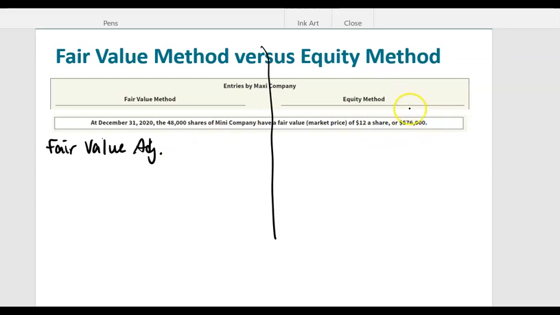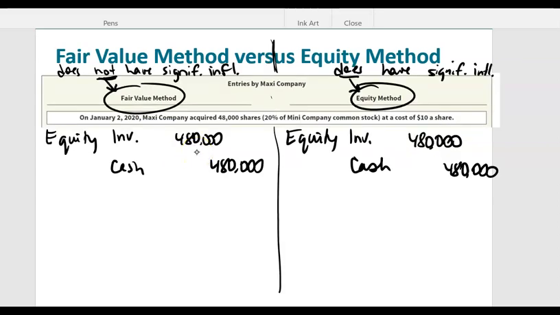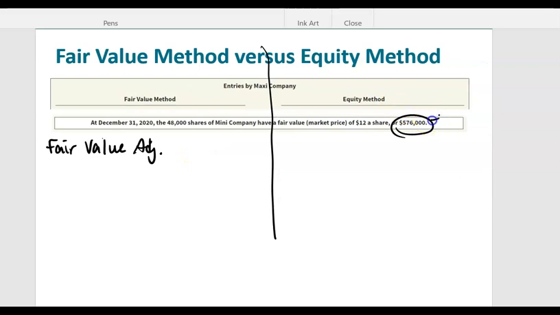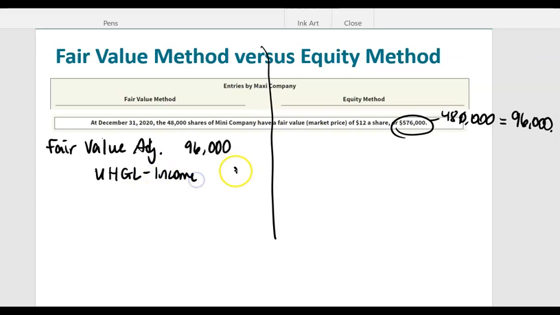Here we have that it's worth 576. What is the cost? It was 480. So let's take the difference. By how much does the fair value exceed the cost of the investments? 96,000. So we increase the fair value adjustment, increase our assets by 96,000, and then we credit the account unrealized holding gains and losses dash income for 96,000.